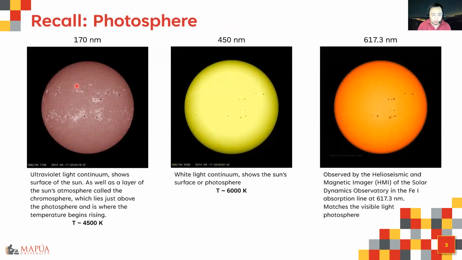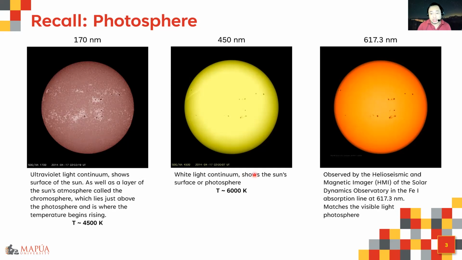In order to observe the photosphere, we use several wavelengths that are available to us. We use an ultraviolet light continuum, which is seen here. The wavelength of this picture is 170 nanometers, or 1,700 angstroms. This represents the region of the sun at a temperature of about 4,500 Kelvin. At a temperature of a little over that, about 6,000 Kelvin, we could actually observe the white light continuum.